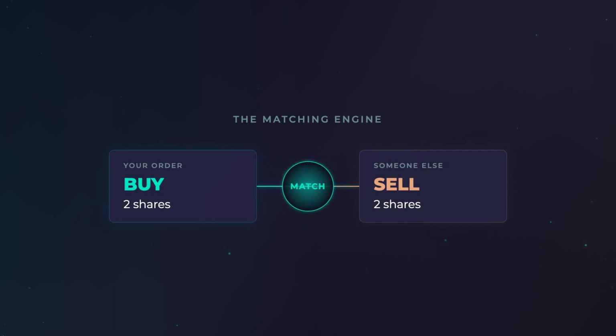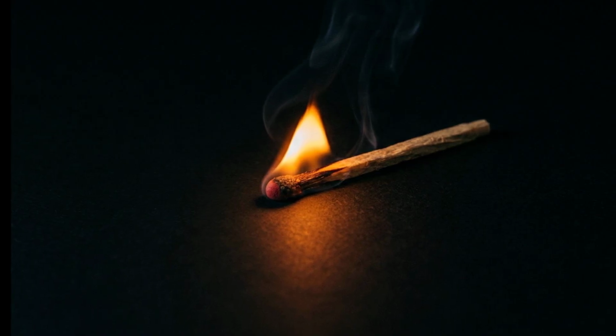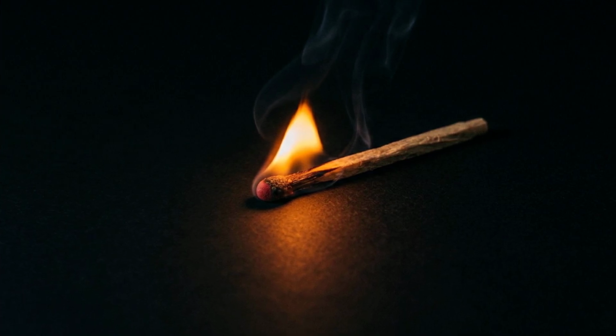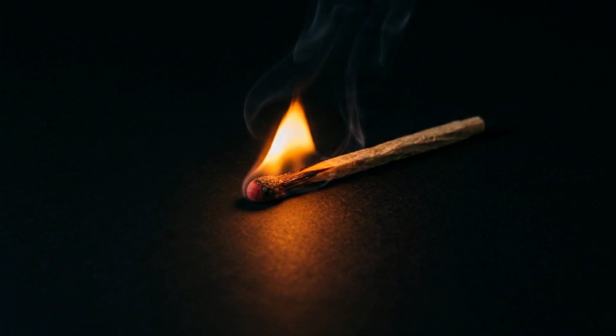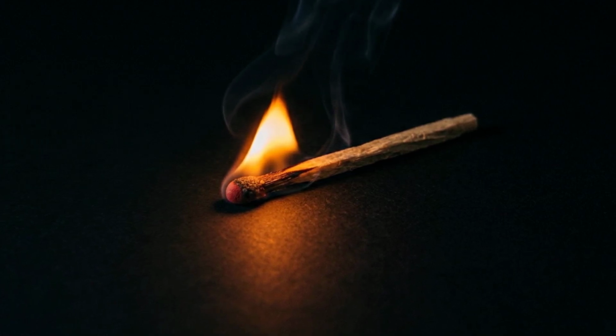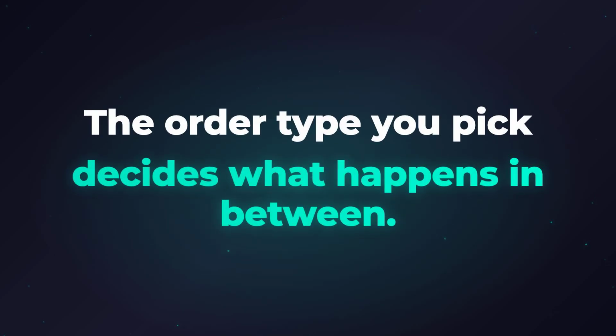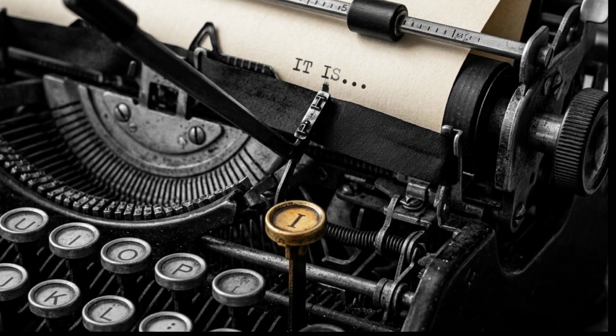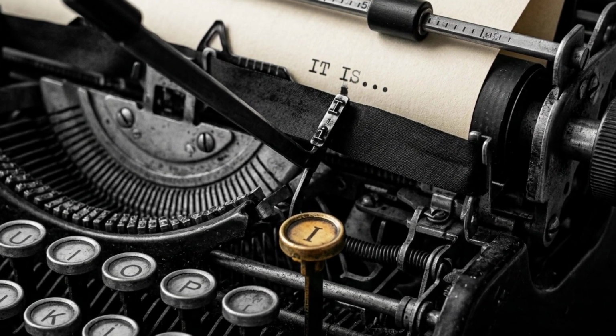When you place a trade, it doesn't happen instantly. Your buy order has to find someone else willing to sell. The market is just one giant matching engine. Your order gets paired with theirs, and only then does it execute. On big stocks like Apple or Microsoft, that match happens in milliseconds. On thinly traded small caps, it can take minutes, hours, even days. The order type you pick decides what happens in that gap. That's why this matters.